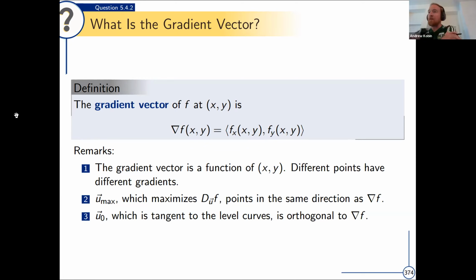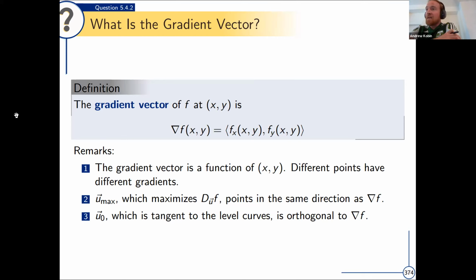So first of all, the gradient vector is a vector attached to a point (x,y) in the domain. It's a two-component vector, so it's also a vector living in the xy plane. That vector is the vector whose x component is the partial derivative of f with respect to x at the point (x,y), and whose y component is the partial derivative of f with respect to y at the same point. So said more succinctly, the gradient vector of f is a vector whose two components are the two partial derivatives with respect to x and y, respectively.